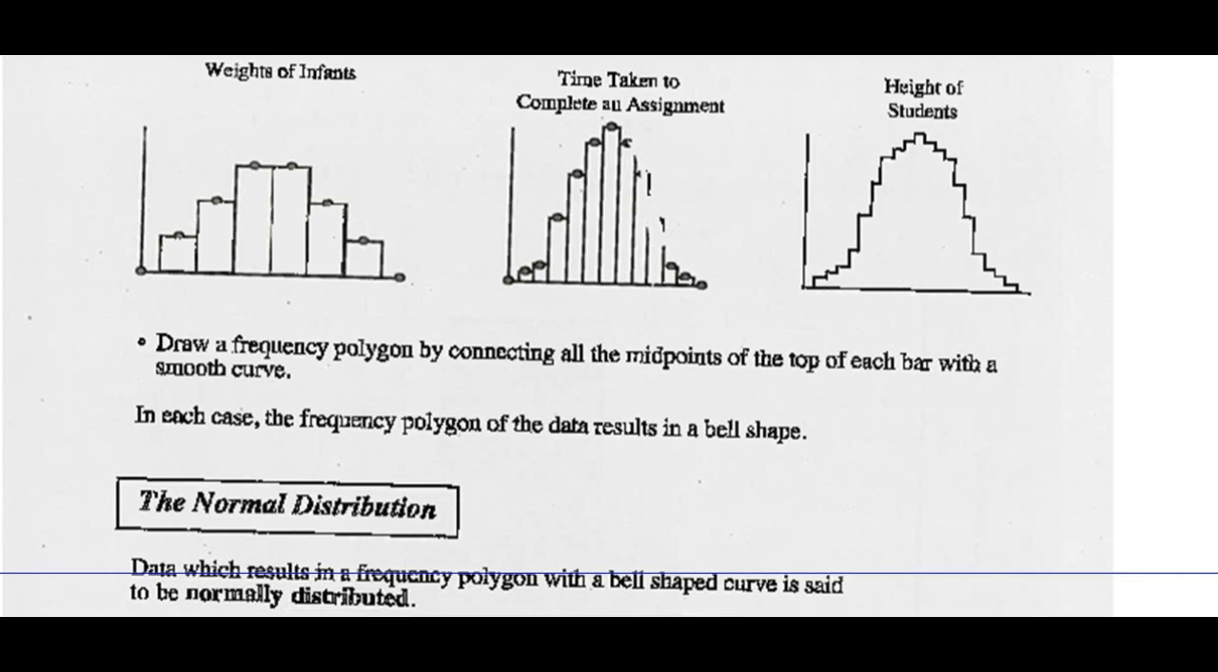Draw a frequency polygon by connecting all the midpoints of the top of each bar with a smooth curve. All right, so a nice smooth curve through these. Same thing with this one, and same thing with this one. All right. In each case, the frequency polygon of the data results in a bell-shaped curve.